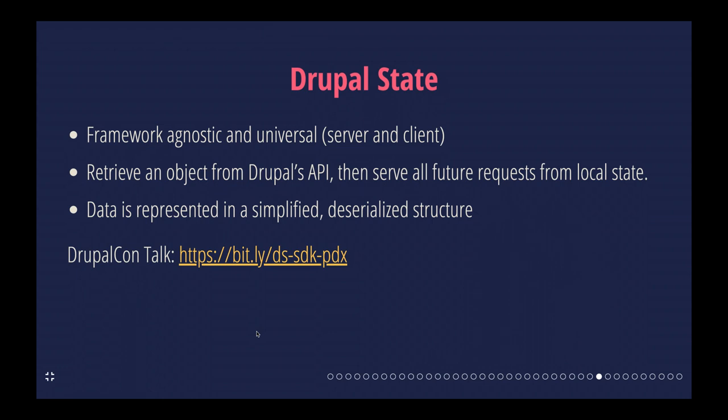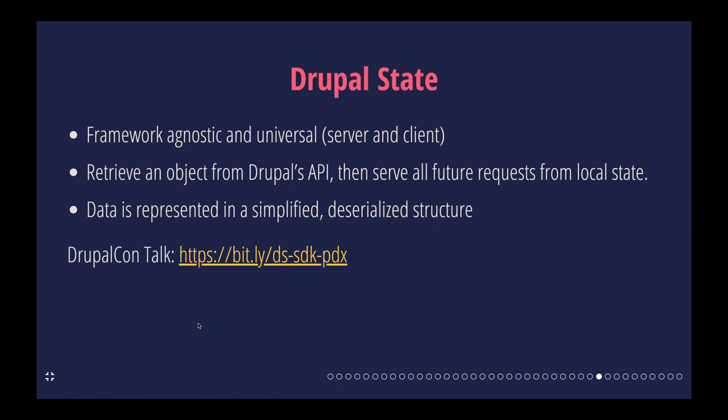At the time, there really weren't too many clients for Drupal's JSON API out there. There are certainly more now, including this Drupal State project, and they all do somewhat similar things. But the idea with this library is that it's framework agnostic, so you can use it on the client side or the server side. It is a way that you can interface with JSON API, make a request to Drupal's API, and then it gets stored in a local cache, so that the next time you need to get an article from your Drupal site, it'll check the cache first and return that without making an API call. And it also does deserialize and simplify the response that we get back from JSON API as well.